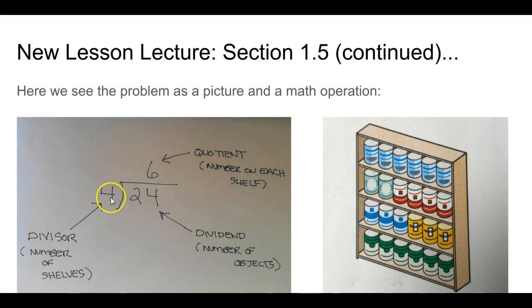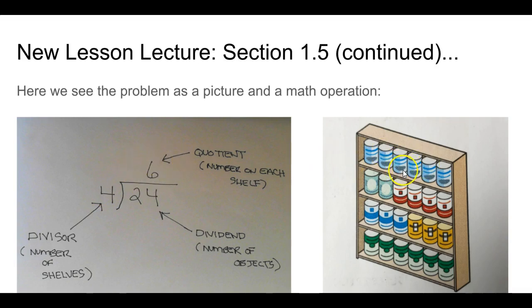This number over here, the number 4, is called the divisor. That's the number of shelves in this picture, and it also happens to be the amount that you are going to separate from this. This is the number that you start out with, this is the amount that you're going to separate or divide, and when you divide this number equally by this number, you get what's called the quotient. So the quotient is the answer.